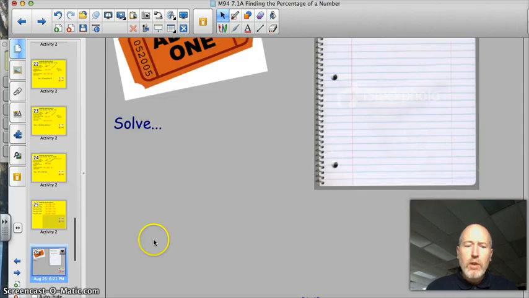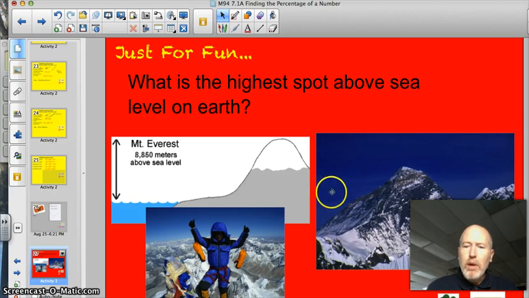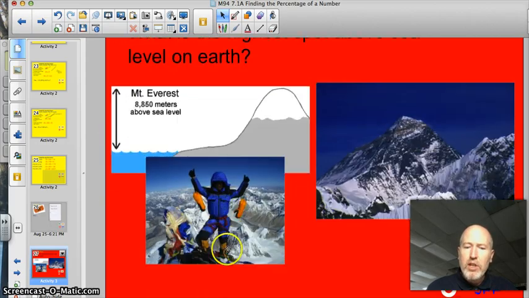All right, let's get to the trivia question of the day. What is the highest spot above sea level on Earth? Survey says, I bet you a lot of you knew the answer. It is Mount Everest, right here, the summit of Mount Everest. Mount Everest is 8,850 meters above sea level. So from the sea to the top of the summit of Mount Everest, 8,850 meters. And here's a picture of me when I summited Everest. You can't quite see my face because I'm dressed up there. No, that's not me. But that would be so bad apples if it was.